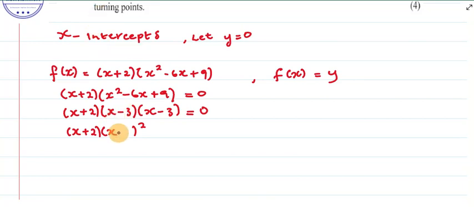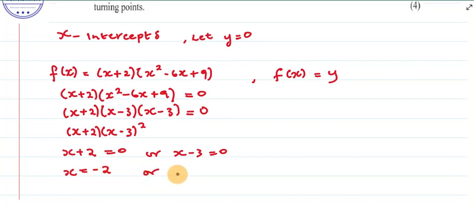We just want to find what? The x-intercept. So that means x plus 2 is equal to 0, or x minus 3 is equal to 0. That means x is equal to minus 2, or x is equal to 3. Okay, I would like to emphasize this.